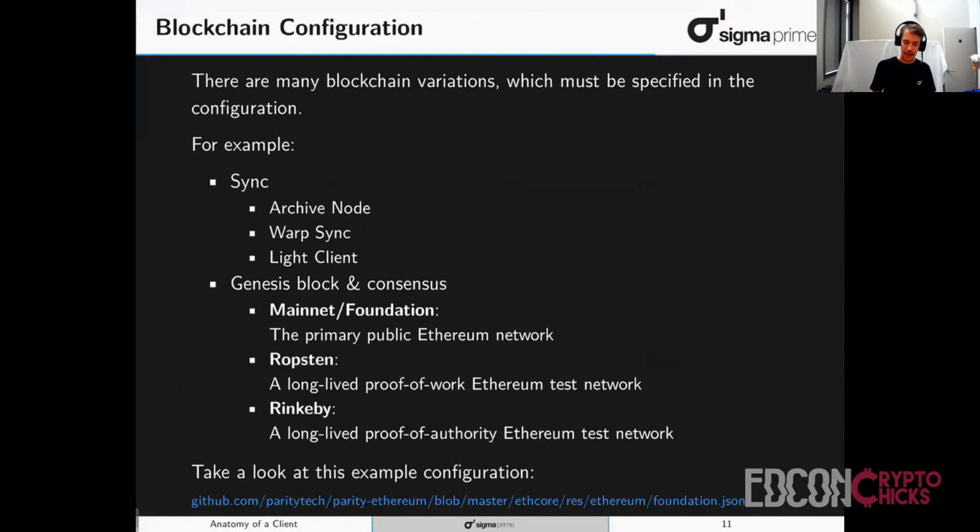I just wanted to have a quick mention here as well that with all that functionality that I've just spoken about, there's a huge amount of configuration and different options that we can take in this. We can do different types of syncing. Are we storing everything? Are we going to compute everything? Are we going to try and have a light client? Are we going to be on the main net? Are we going to be on Ropsten or Rinkeby test nets?